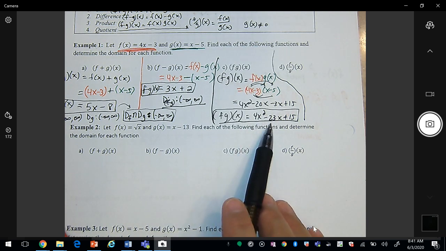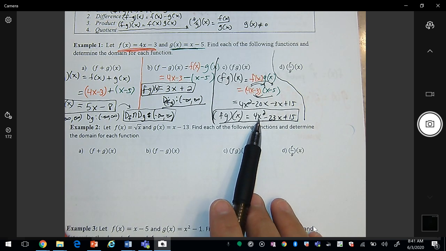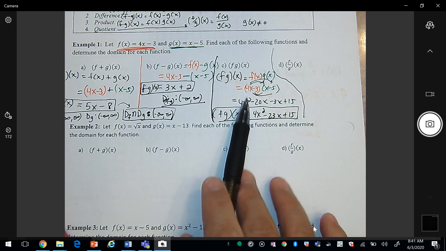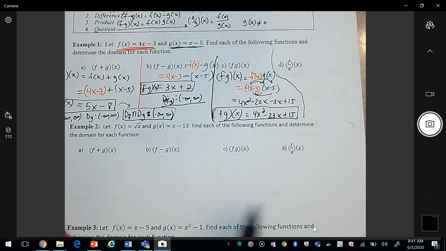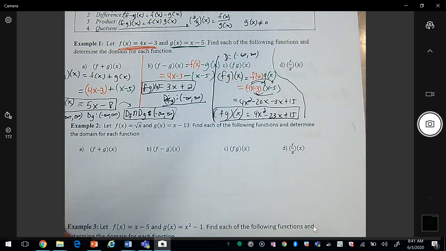Notice that in our result, we still don't have anything such as a fraction or a square root or logarithm. This is a parabola that opens up, so it looks like a U shape. So that means the domain is still going to be negative infinity to positive infinity.